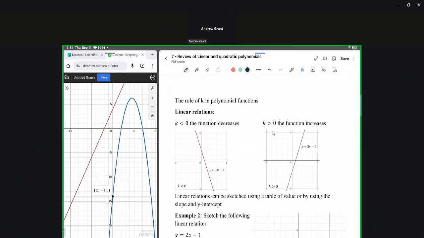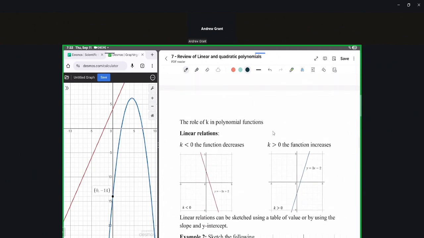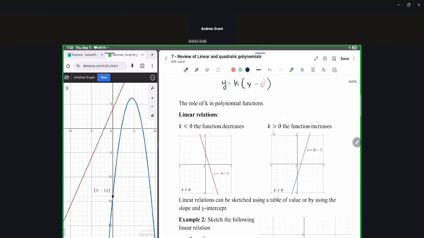And so what does the role of k do? So here we're talking about functions of the form, say y is equal to k times x minus some, let's not use c, let's do minus some d value. So k primarily is going to be, for us, the slope. So if k is negative, so for example here, we have the case of k being equal to -3, your line will go downwards.